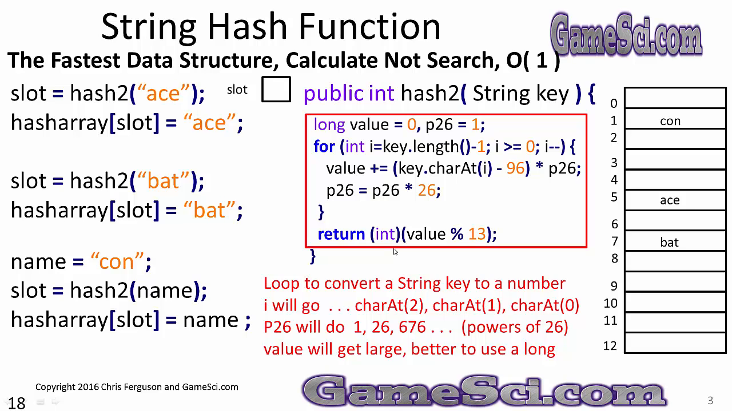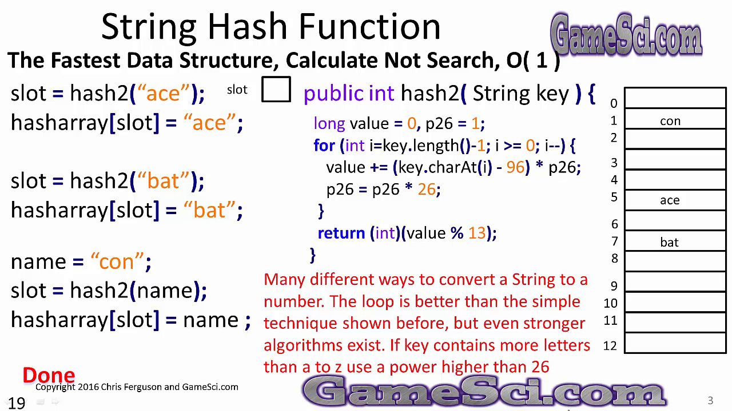You might want to pause the video at this point. I know this code is a little bit tricky, but it's not that bad. If you sit down and write out one of these keys, ace, bat, or con, and trace this code for one of these keys, you can see it produces the exact same result, except it uses a loop rather than all those hard-coded values that we used in the previous version.